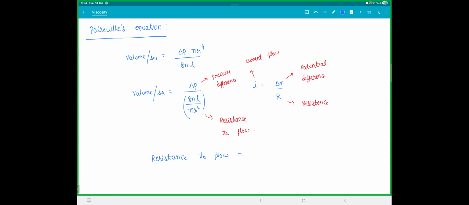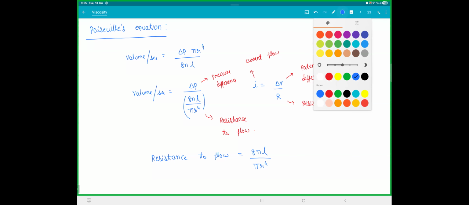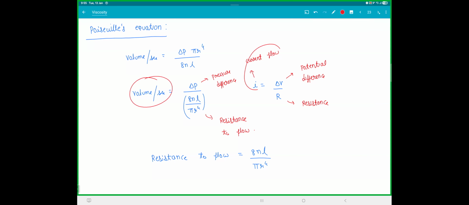So resistance to the flow is given by 8 eta L by pi small r power 4. In case of a resistor, the formula was rho L by area, but okay. If you see the remaining things, here it is liquid flowing per second, here the charge flowing per second, pressure difference, potential difference. So the denominator term is looking like resistance.